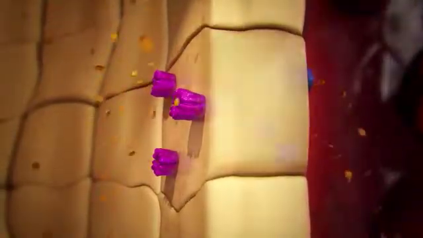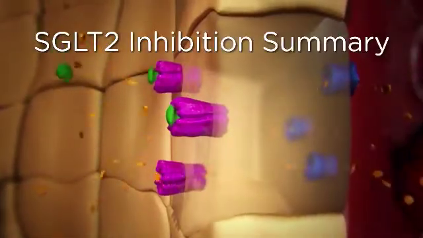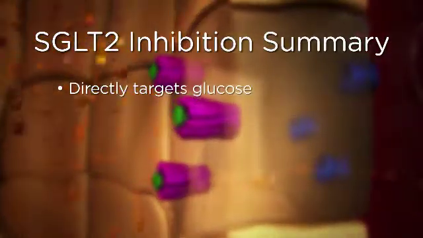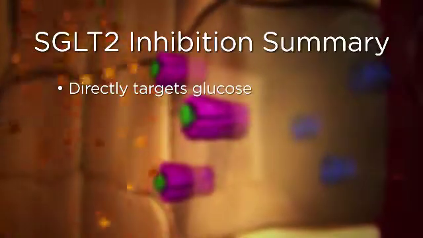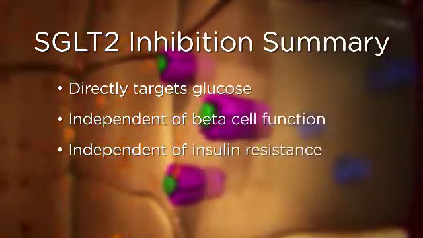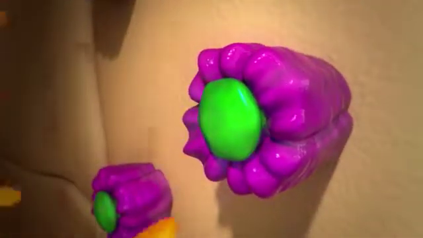Type 2 diabetes is a complex disease characterized by persistent hyperglycemia, progressive impairment of beta cell function, and increasing insulin resistance. The disease often proves challenging to manage. SGLT2 inhibition offers a mechanism which directly targets glucose by reducing its renal reabsorption. SGLT2 inhibition works independent of beta cell function and insulin resistance. SGLT2 inhibition is under investigation for treatment of type 2 diabetes.